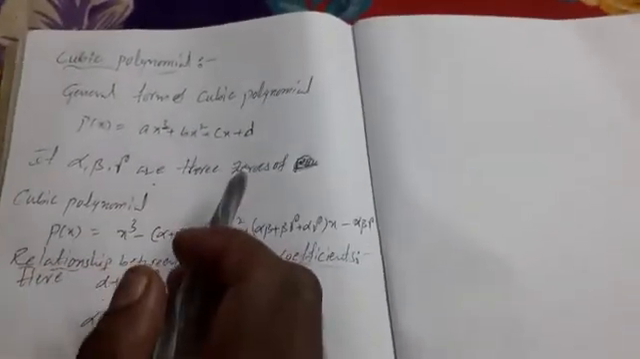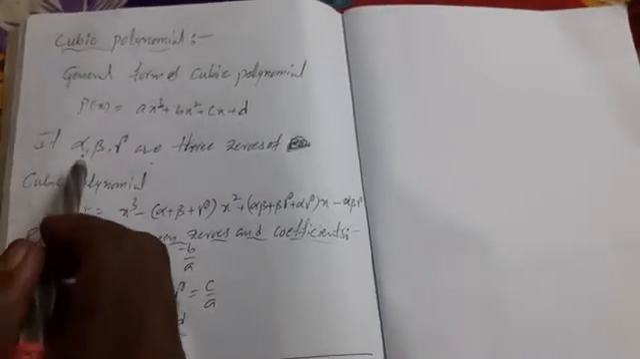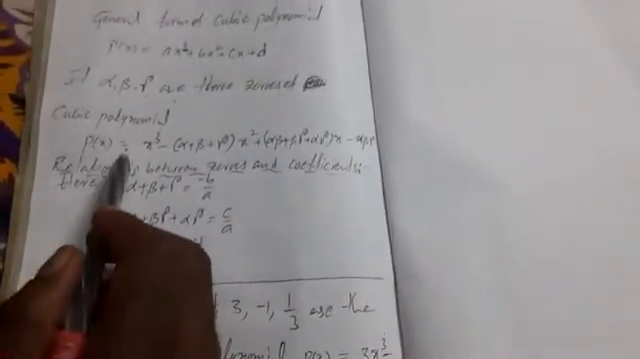So we discussed already how many zeros a quadratic polynomial has? 2. So let me take the zeros alpha and beta there. But how many zeros does a cubic polynomial have? 3. So it has 3 zeros. So that's why we take alpha, beta, gamma as the 3 zeros of the cubic polynomial. Then what is the cubic polynomial?